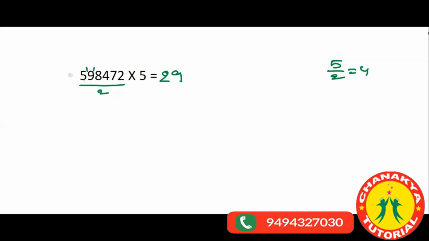Then we write 9. 2 nines are 18 with remainder 0, so next is 4. 2 twos are 4 with remainder 0, so next is 7. 2 threes are 6 with remainder 1, which becomes 12. 2 sixes are 12 with remainder 0. If 0 is the remainder, then we add 0 at the last digit.